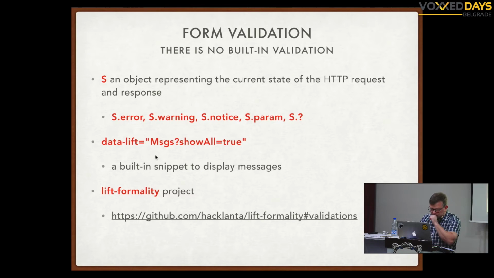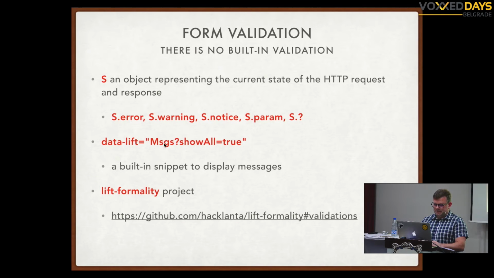So this S object is like a God class in Lift. It does many things: showing errors, giving you access to params. If you have params in your URL, you can access them. This S dot question mark is a shortcut for accessing messages from your properties file and so on. It's over 3,000 lines of code, so it's like a God class. I think they will change it at some point.